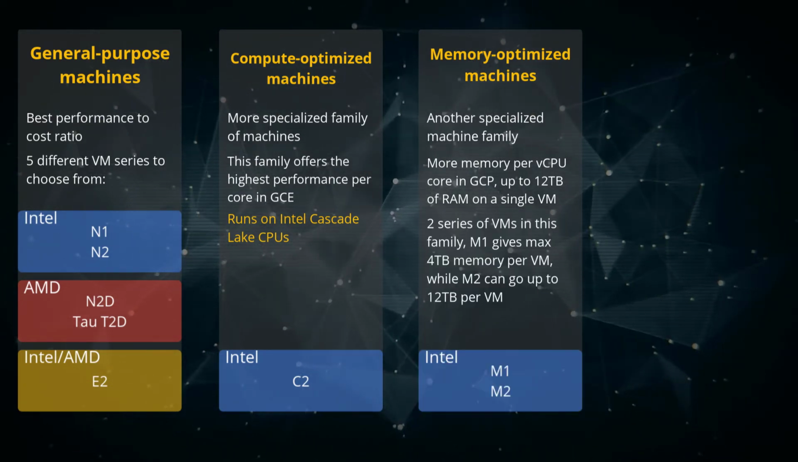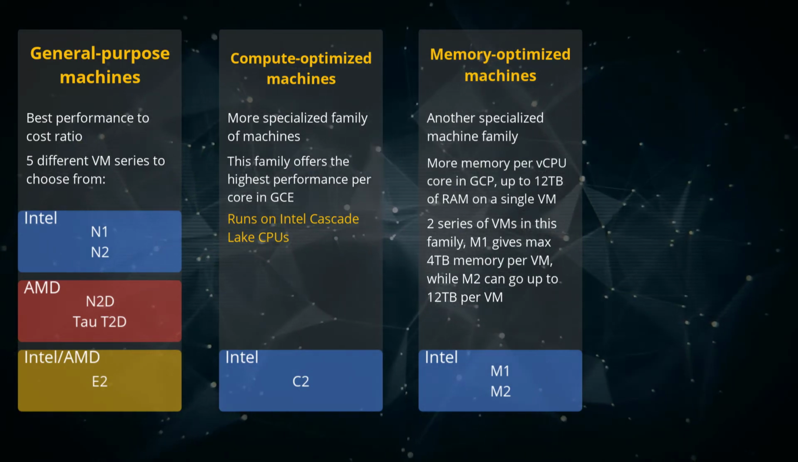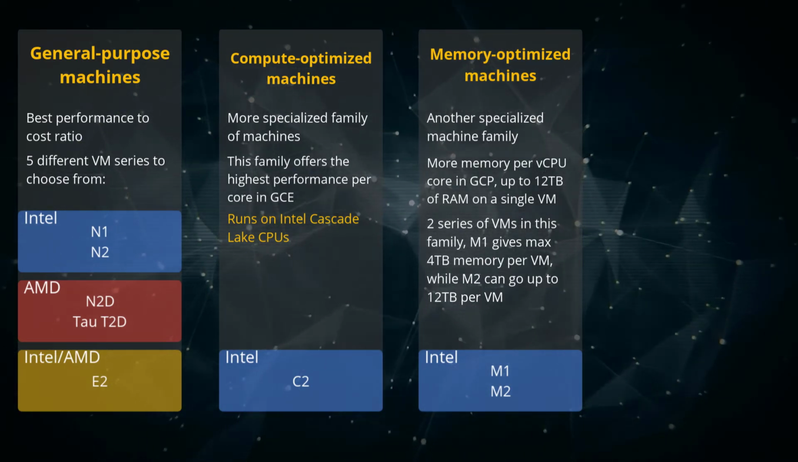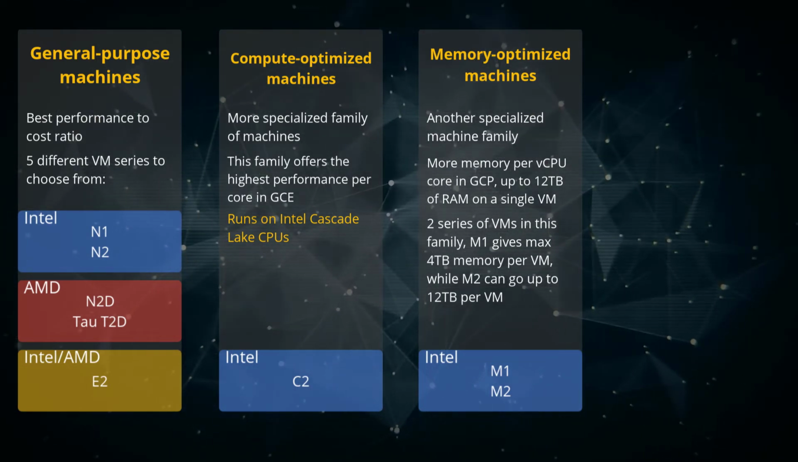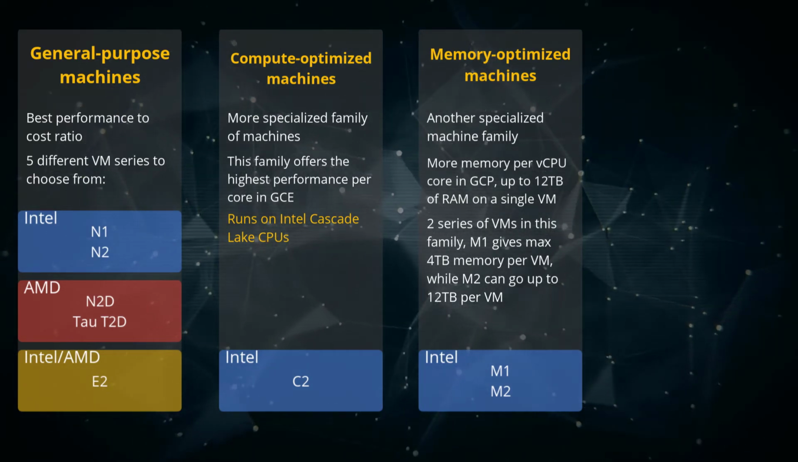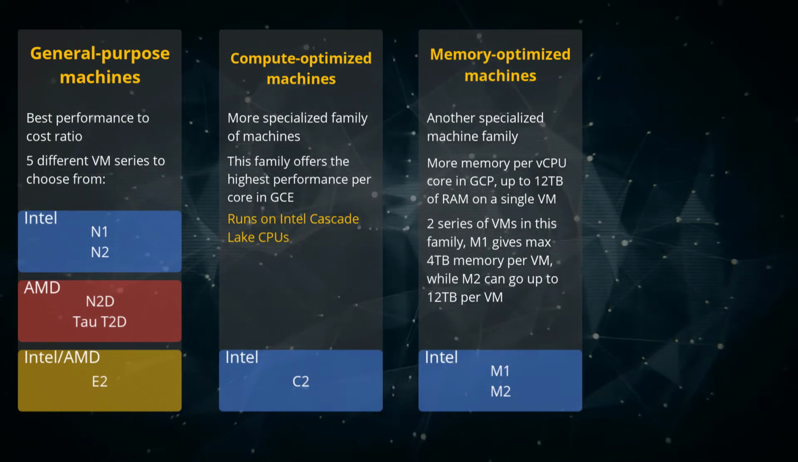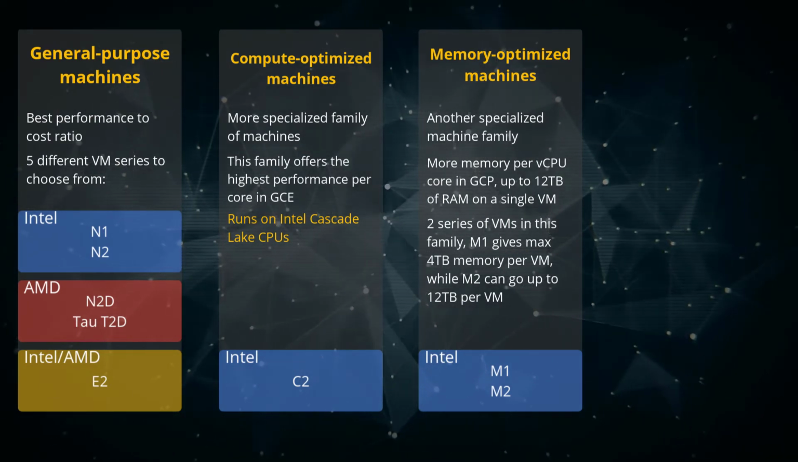There are two series of VMs in this family. The M1 VMs offer up to 4 terabytes of memory, while you can get 12 terabytes of memory if you go with the M2 VMs. And of course, these VMs are well suited for large in-memory databases such as SAP HANA, as well as in-memory data analytics workloads.